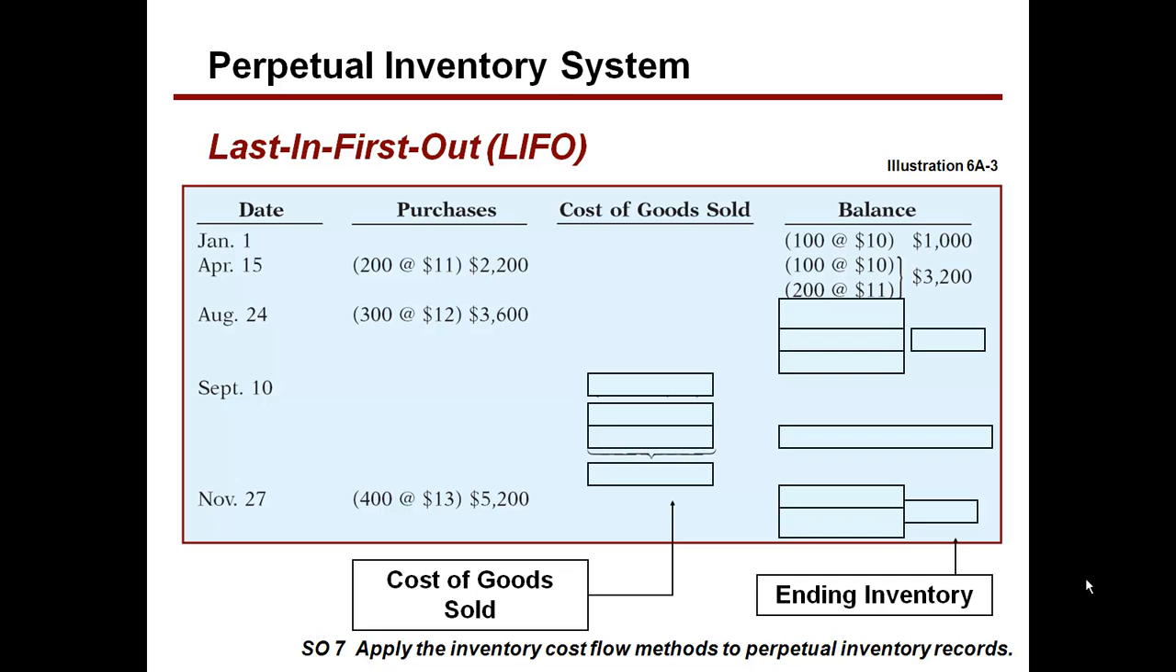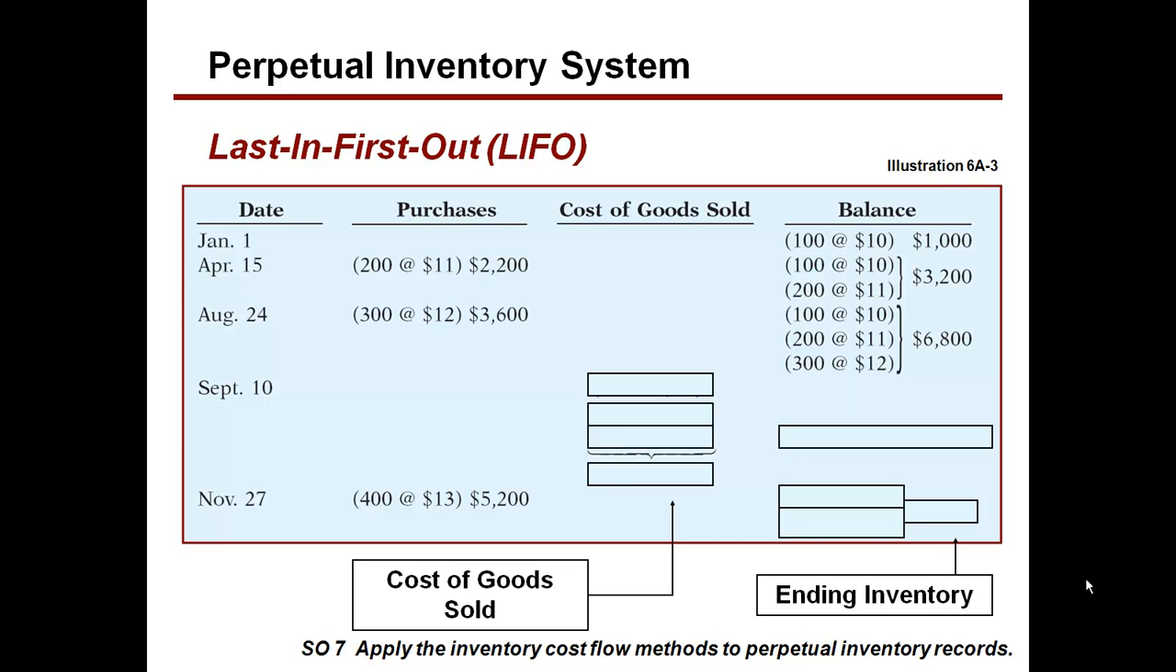Likewise, on the August 24th purchase, there was nothing sold on that day, and so therefore we have three layers. Bring the 100 down at $10, the 200 at $11, and the new layer purchased on this day, 300 units at $12, again totaling $6,800 when individually extended.